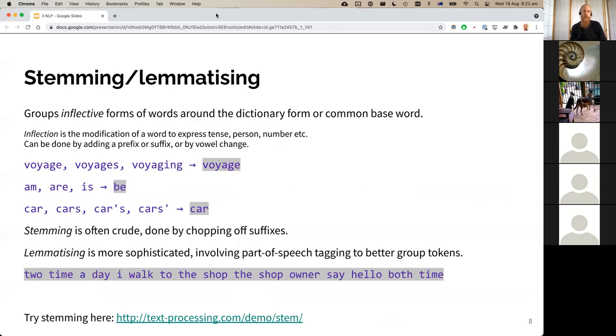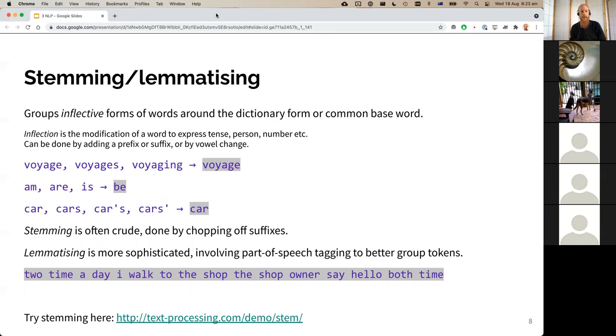Stemming or lemmatizing is an NLP process where we group similar forms of words around a common base word or the dictionary form of a word. So English, or many languages, modify words to express different attributes. We can express tense, say past, present, or future tense of a word, by affixing or prefixing or suffixing characters onto a base word to change the meaning of the word.